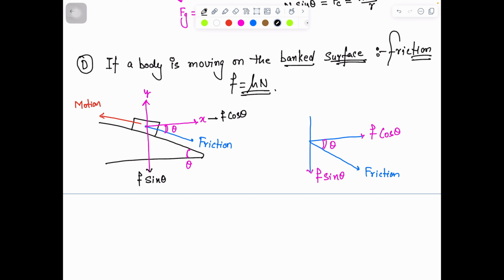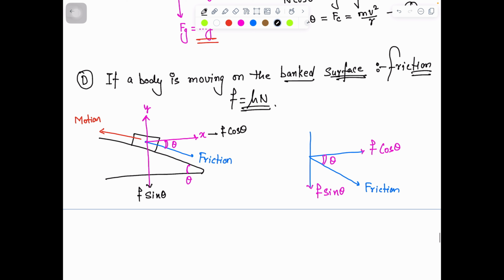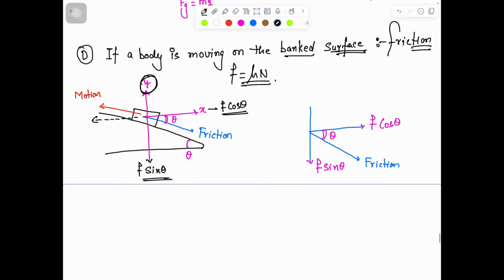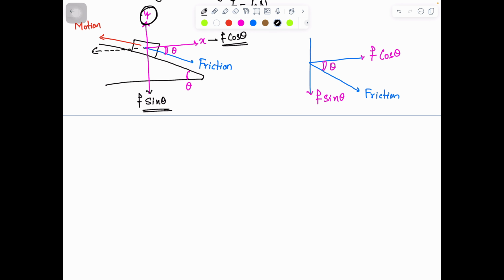Clear? Now we learned about the normal in the previous case. In this case, we learned about the friction. If I join them together, then you need to understand this f cos theta will be balanced on the x side, yes or no? And this f sin theta will be balanced on the y side. Clear? Now it's time to join them together. If you understand this diagram, it means you understand the whole question. This is your angle theta. Take the body like this.